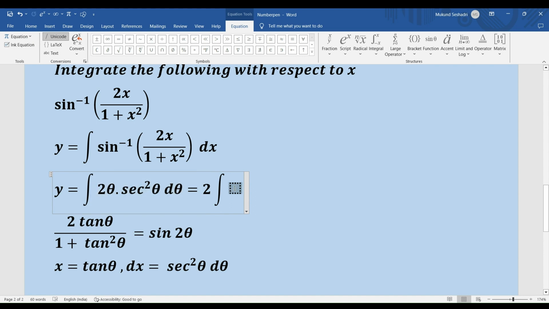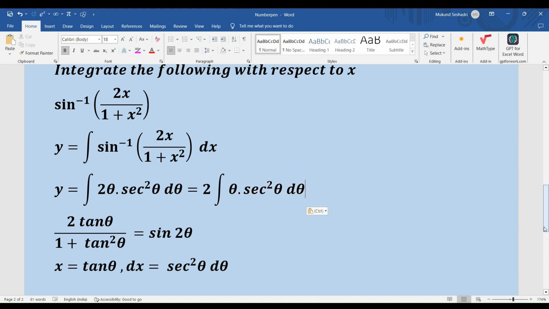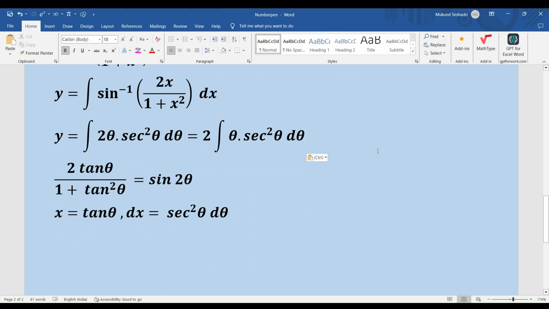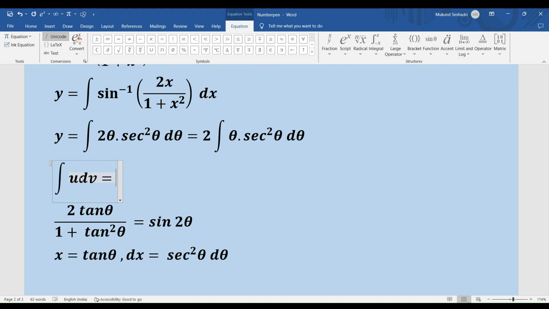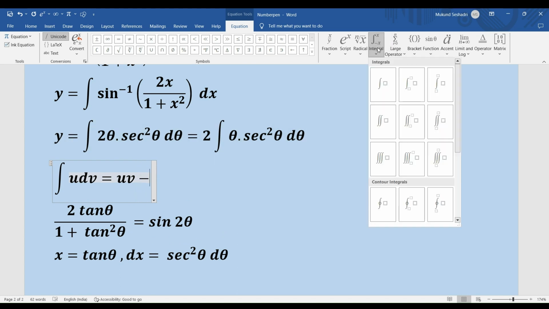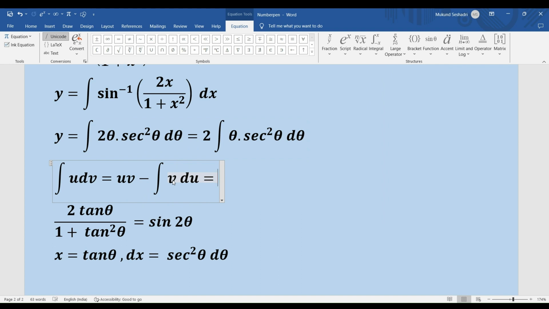And you folks are quite familiar with this. In fact, we solved the same integral in my previous problem. So the integral of theta secant square theta d theta can be solved using integral by parts because I have it in the u dv format. Integral by parts states that integral of u dv equals uv minus integral of v du. And when I solve for this, I will end up with theta tan theta minus ln of secant theta plus c, right?